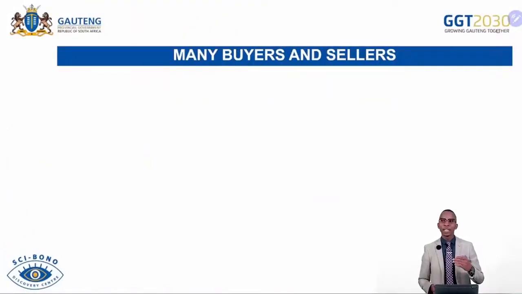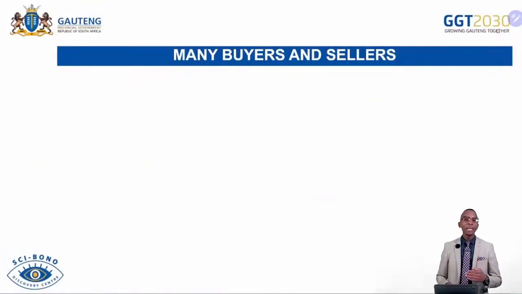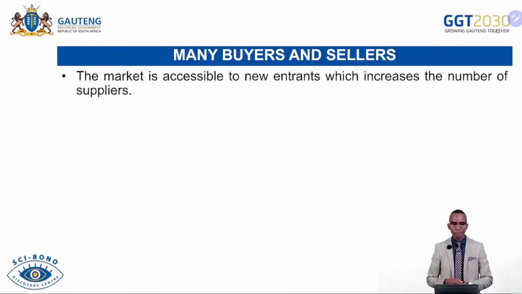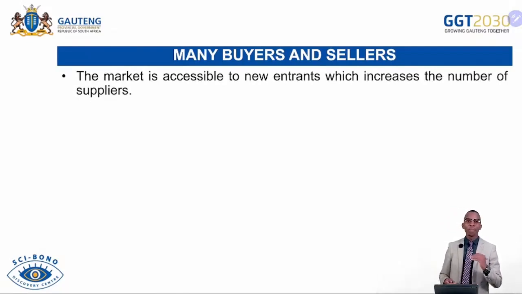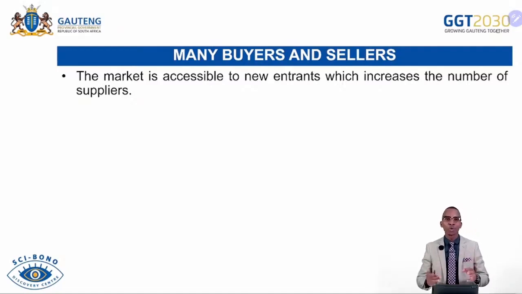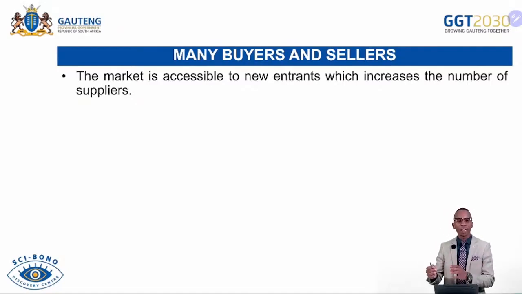Number two, we have many buyers and sellers. Under this kind of market, there are many buyers and many sellers, but we focus mostly on sellers because buyers are always many in the market. There are so many sellers that any new firm willing to enter the market and compete is free to do so, because the market is too accessible to new entrants or rival firms.